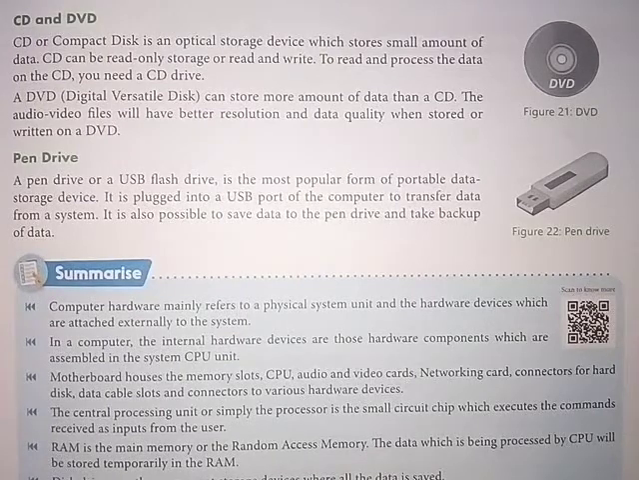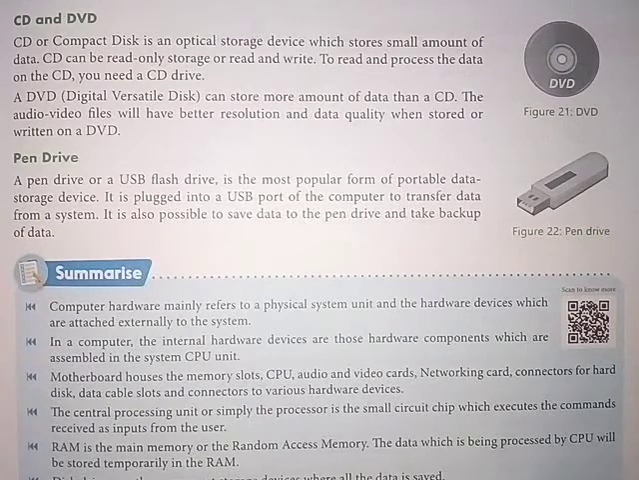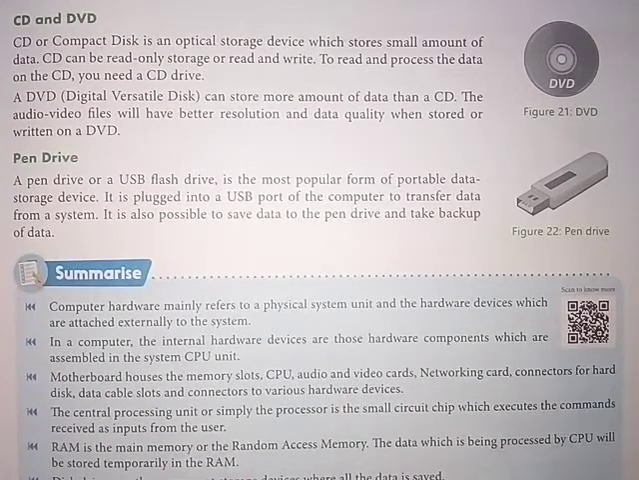Pen drive. A pen drive or a USB flash drive is the most popular form of portable data storage device. It is plugged into a USB port of the computer to transfer data from a system. It is also possible to save data to the pen drive and take backup of data.